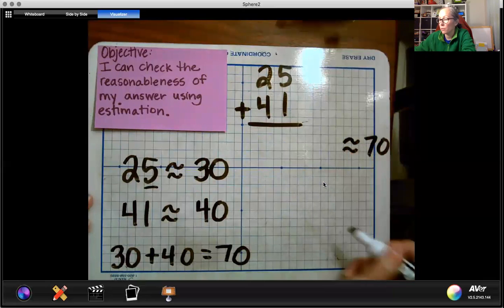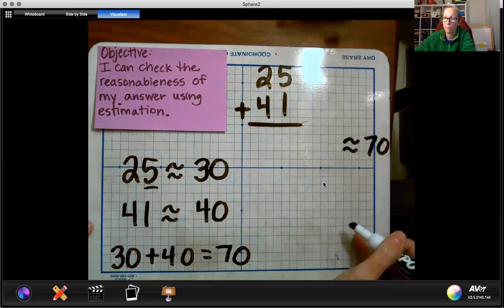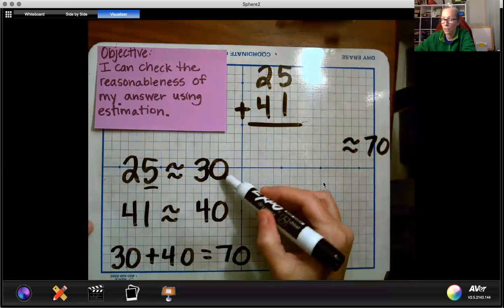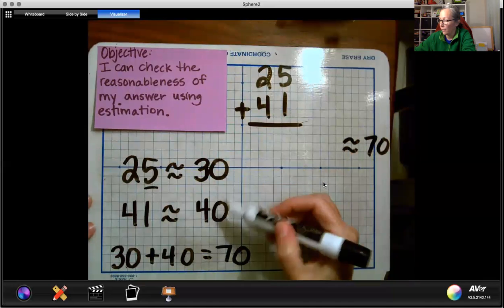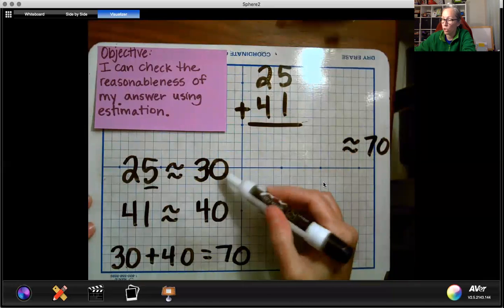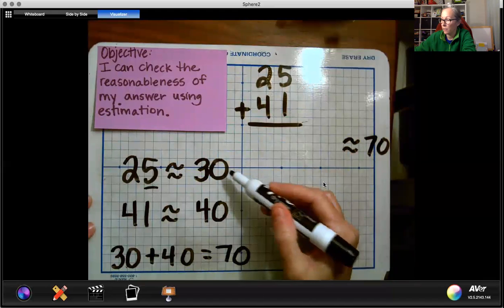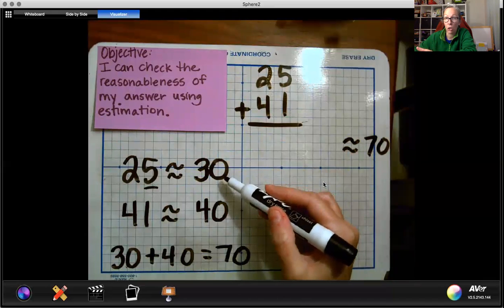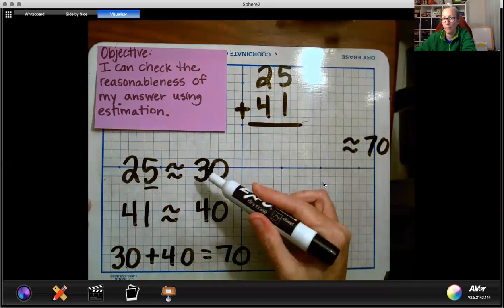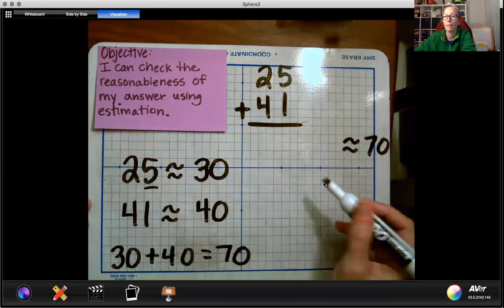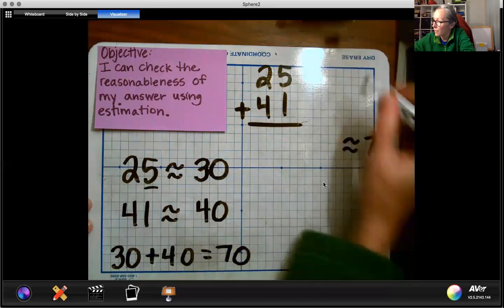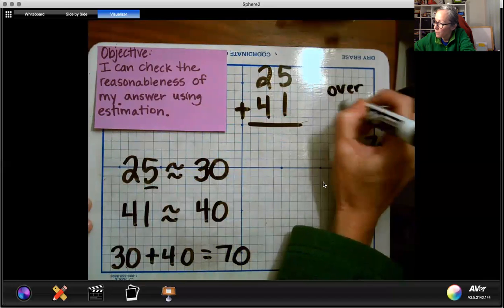Now I am going to talk to you a little bit about how this is an overestimate. I know that because I rounded this number up 5 and this one I only rounded down 1. So the change with these two estimated numbers is making them larger than they would have originally been. So I know my answer is actually going to be a little bit less than 70 because this is an overestimate.